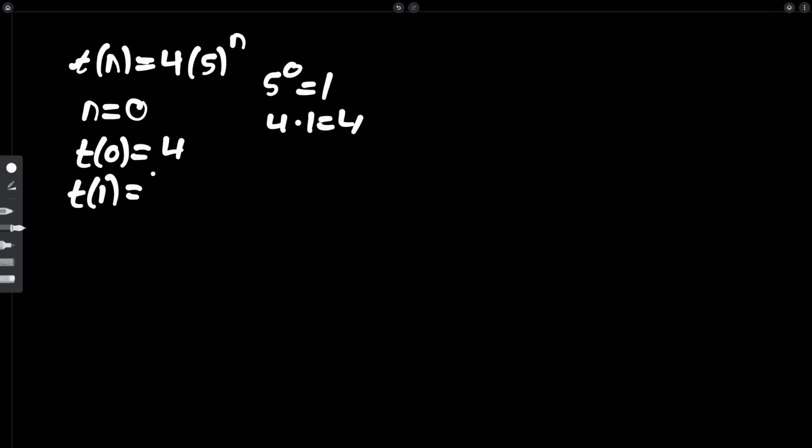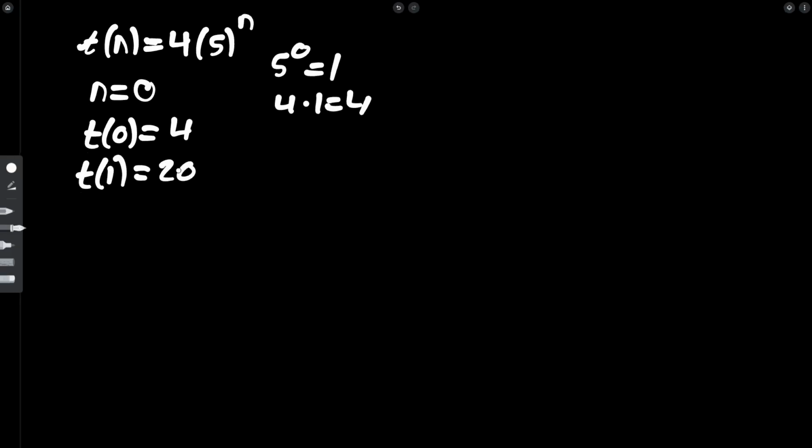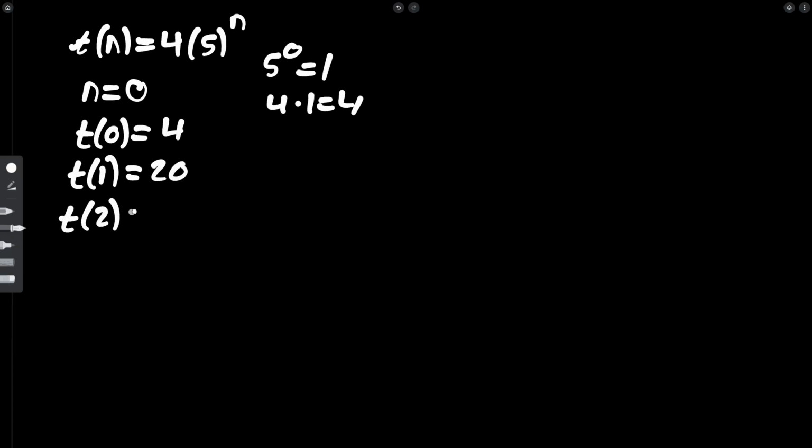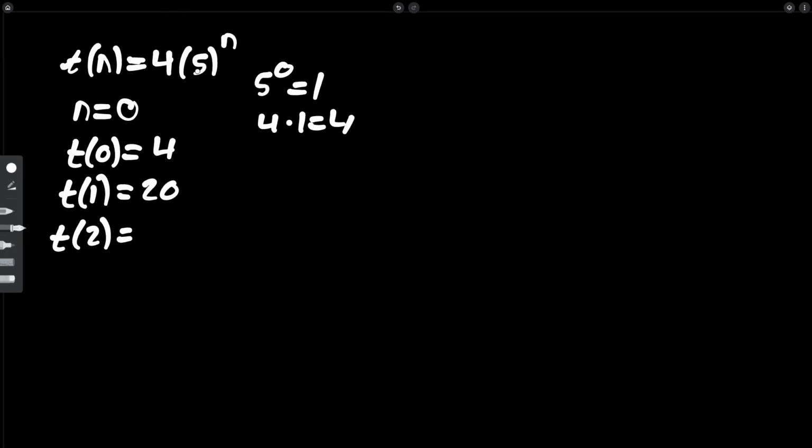t of 1 equals 20. Now this is 20. And t of 2, which is our third term, is 5 squared, 25 times 4, which should be 100.